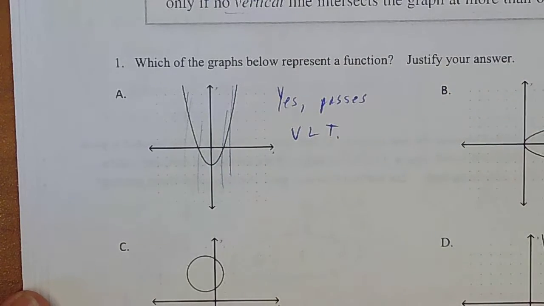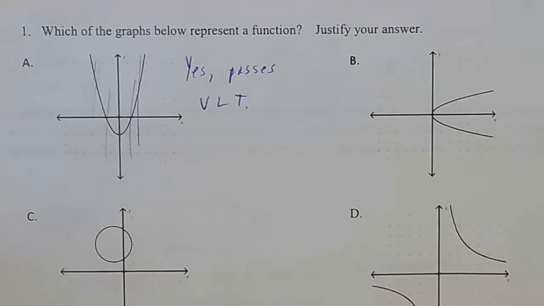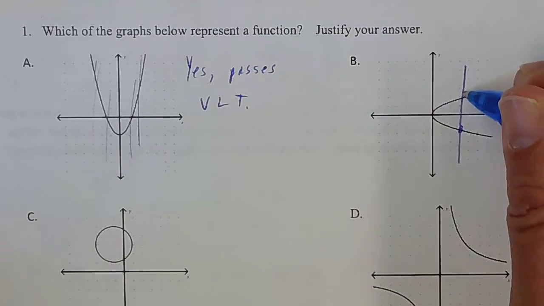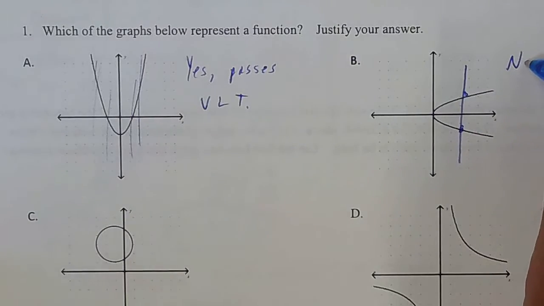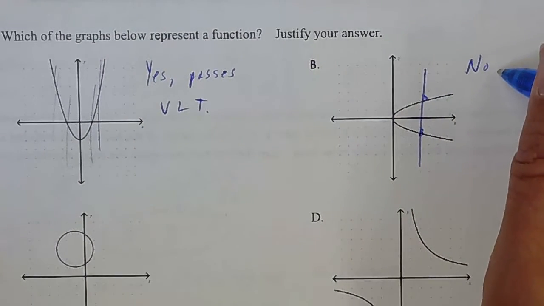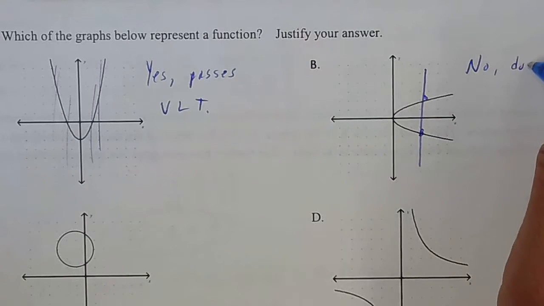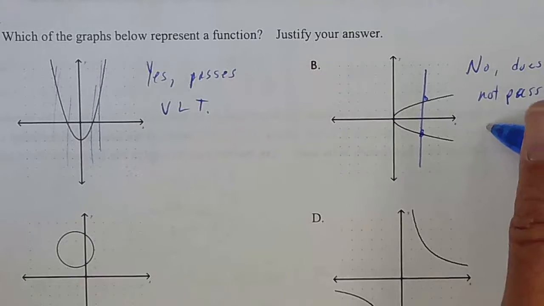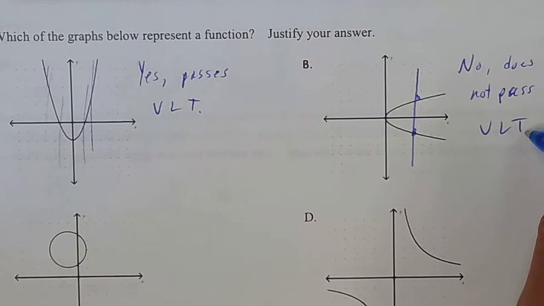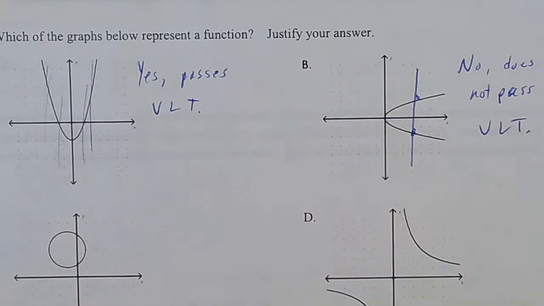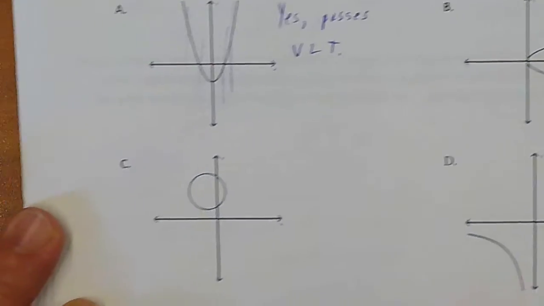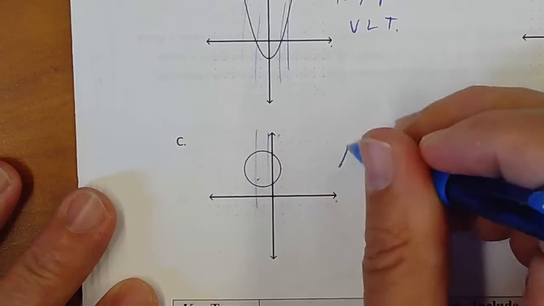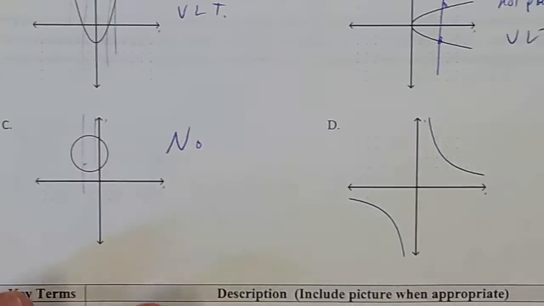Like I said, we've already reviewed this year. B, this does intersect at more than one spot. So no. Does not pass VLT. Okay, so that's what we do for an explanation. These last two, I'm just going to give a quick yes or no. We can draw some lines here, right, that intersect at more than one spot. So no, not a function.